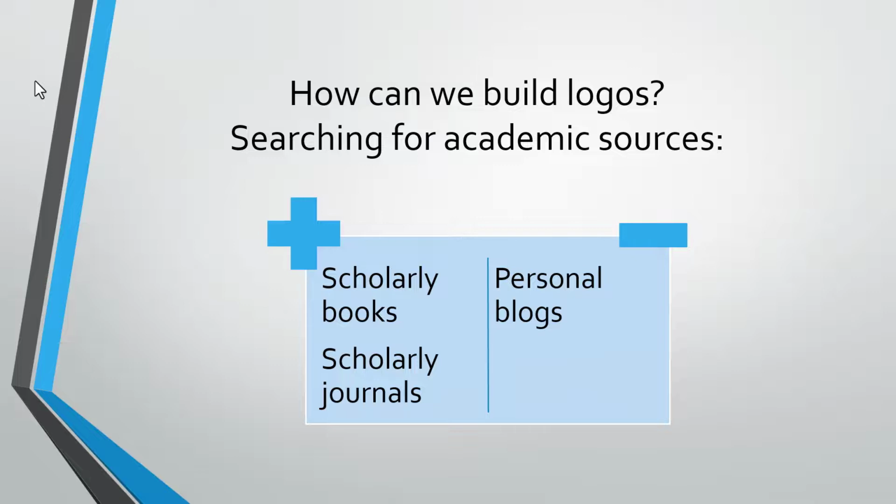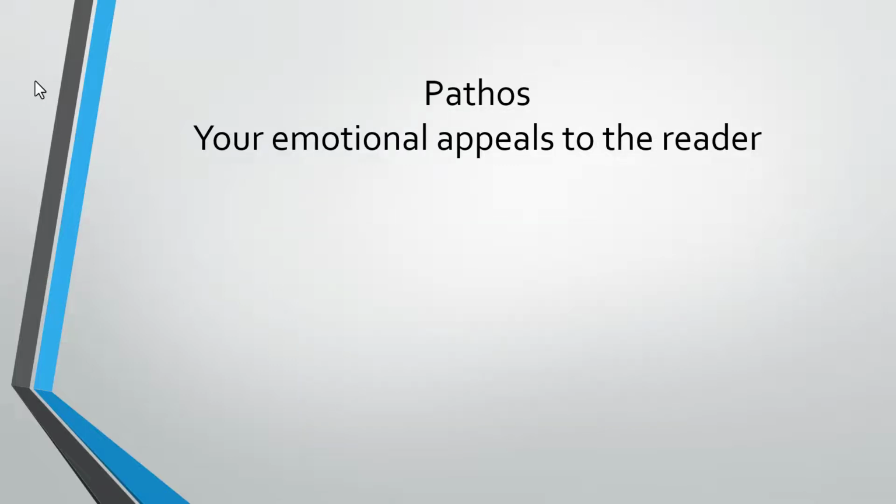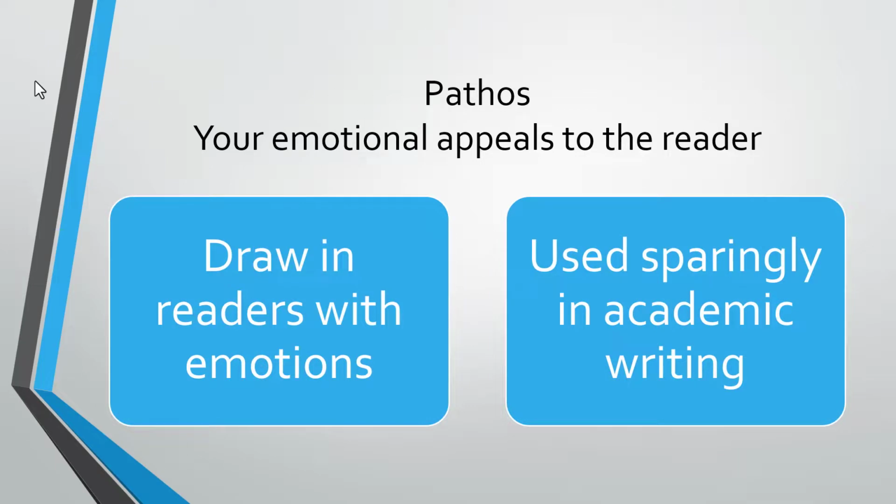Finally, we have pathos, your emotional appeals to the reader. So this is where we try and pull on the heartstrings of our readers. But in academic writing, we don't use pathos very often. We often see pathos in advertising because advertisers know that many people shop because of their emotions. If we can play with their emotions, they will be more likely to buy our product.